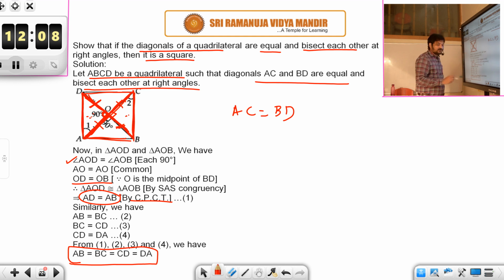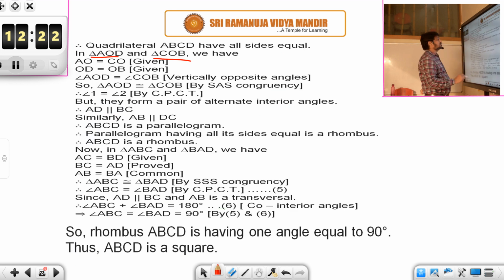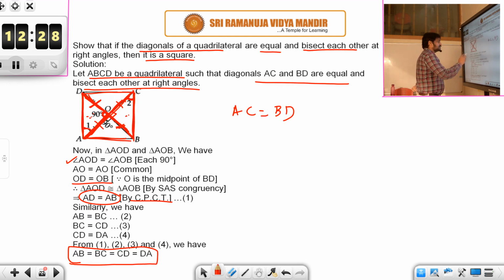If these two triangles are congruent, then angles opposite to equal sides will be equal. I mean, corresponding angles opposite to corresponding sides will be equal. So angle 1 will be equal to angle 2, isn't it? Angle 1 will be equal to angle 2 by the converse property of congruent triangles. But what are they? What is 1 and 2?